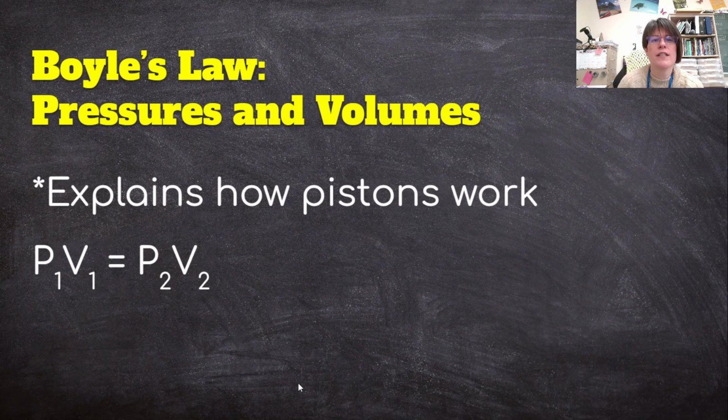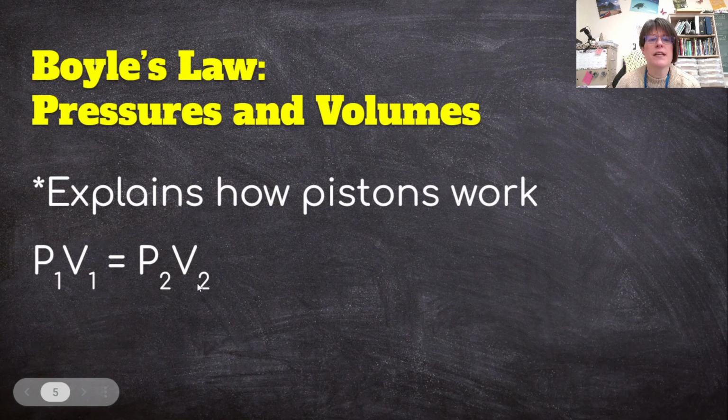Now, the first law is Boyle's law for pressures and volumes. And this law explains how pistons work. And remember, we said in the last section that if the pressure is increased, we will decrease the volume of the gas. And if the volume increases, the pressure lets up. Or if we let up on the pressure, the volume increases. So when one goes up, the other goes down. And so we have the equation P1V1 equals P2V2.